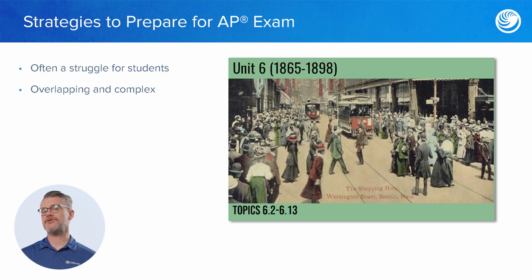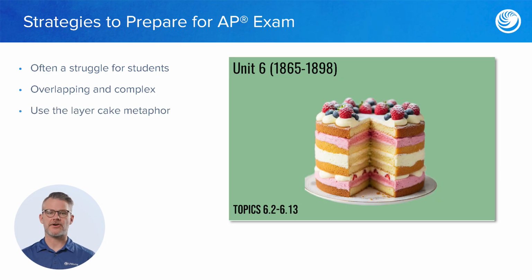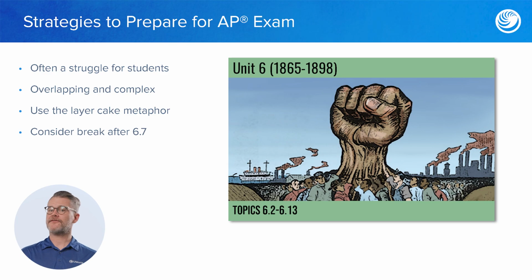So as you teach Unit 6, remind students to think of that unit as a layer cake, full of major developments like westward expansion, the rise of big business and industrial capitalism, the labor movement, immigration and urbanization, and reforms like the settlement house movement. Whew. They're all happening simultaneously. A good break for an assessment could be after 6.7 and labor unions, and then pivot to immigration and the urban scene in Unit 6.